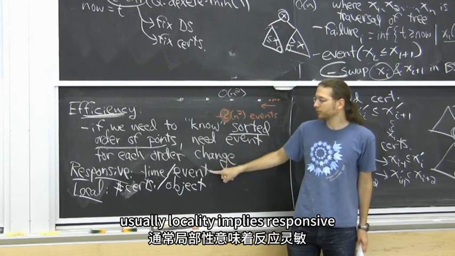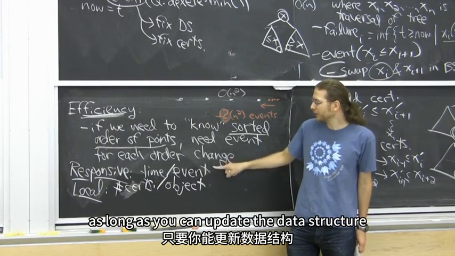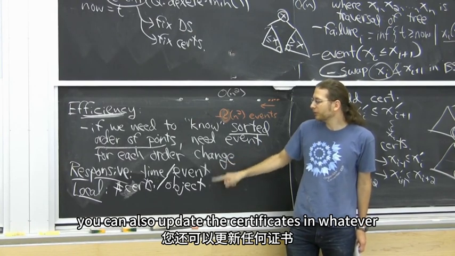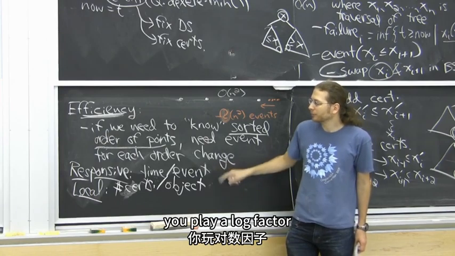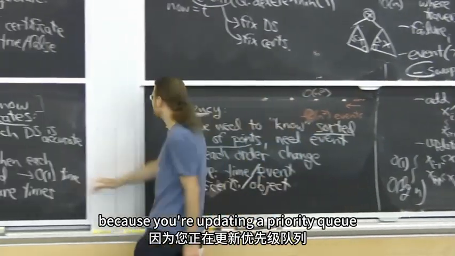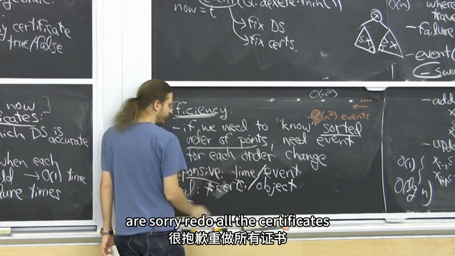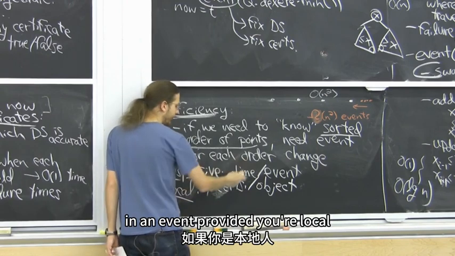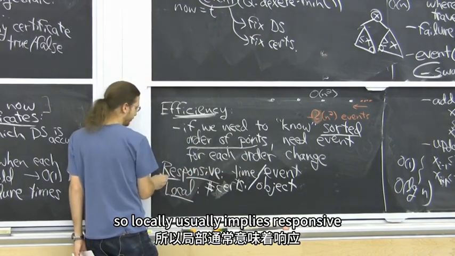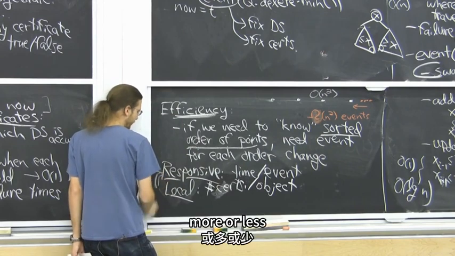Usually locality implies responsive. As long as you can update the data structure, you can also update the certificates. You pay a log factor because you're updating a priority queue, but you can update all those events and redo all the certificates in an event, provided you're local. So locality usually implies responsive, more or less.